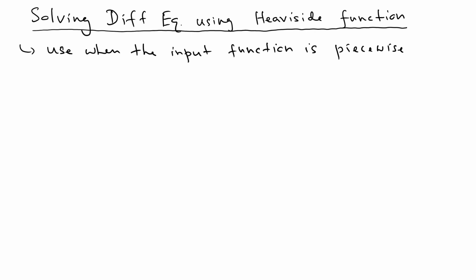So for example, we can look at a differential equation like this. Let's say we have x double prime plus 2x prime minus 3x equals the input function f(t), where t is the independent variable, where f(t) is a piecewise function.